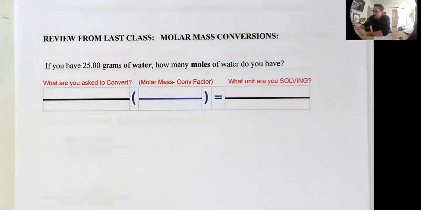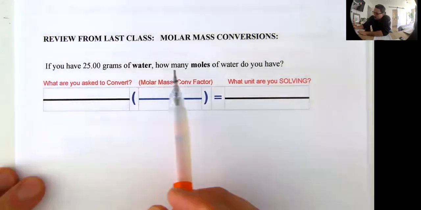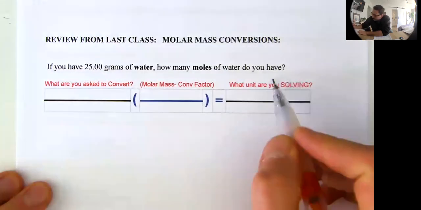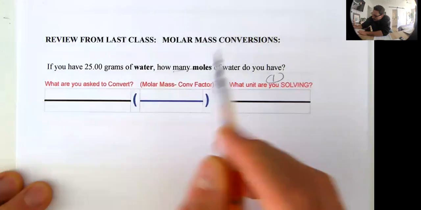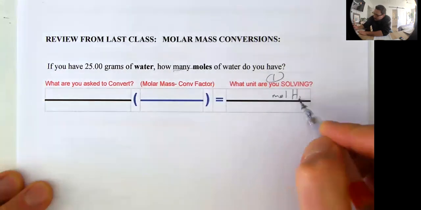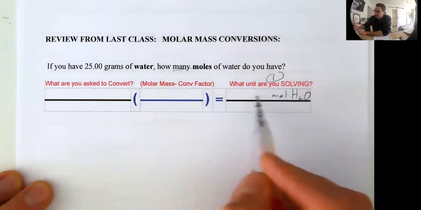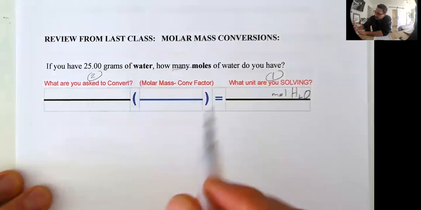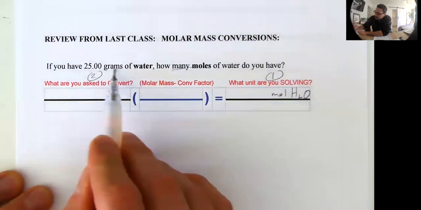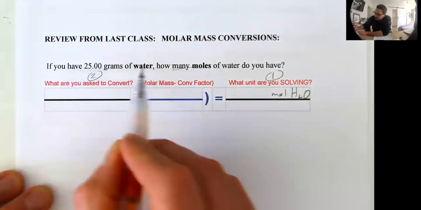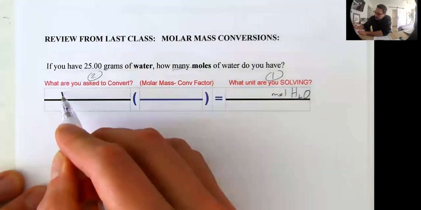So if we have 25 grams of water, how many moles of water do you have? Well, step number one, what are you solving for? It's asking how many moles of water, so we need to put moles of H2O right here, leaving space for a value. Step number two says, what are you asked to convert? It looks like we're asked to convert 25 grams of water. The question says, if you have 25 grams of water, how many moles of water do you have? So it's the 25 grams of H2O that needs to be converted.